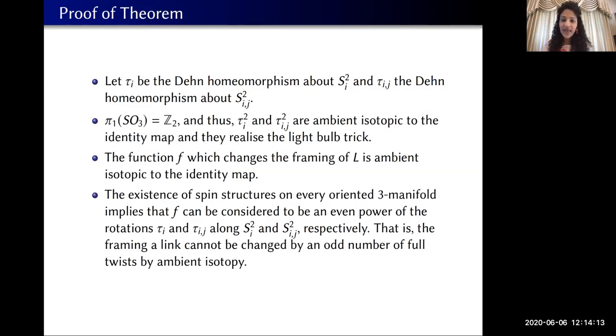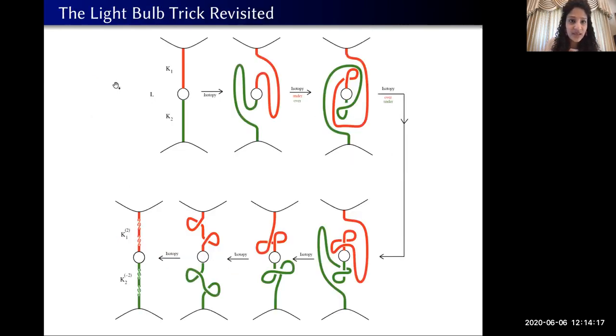So if we look at the following diagram, we just revisit this. Tau ij squared changes the framing of K1 by 2 and the framing of K2 by -2, right? Okay, so we will discuss spin structure and prove the remainder of the theorem.